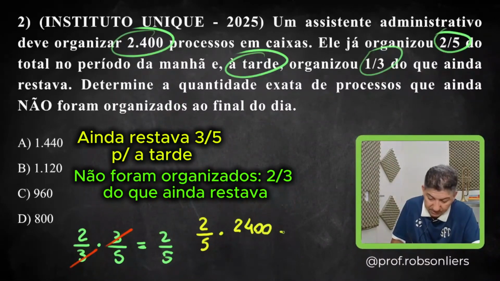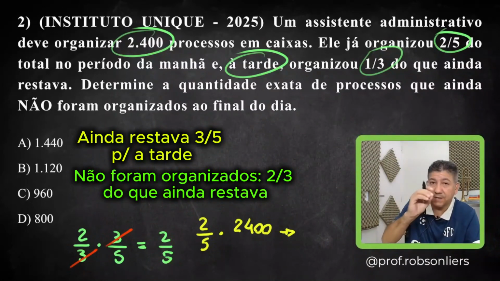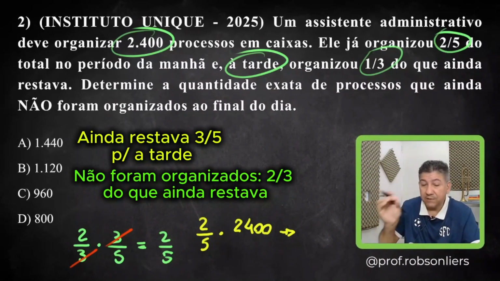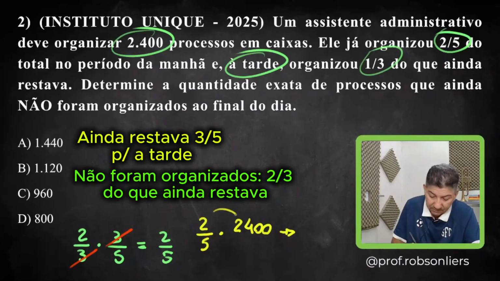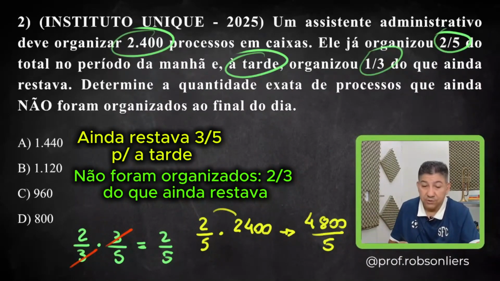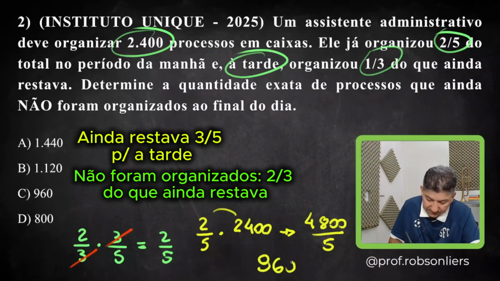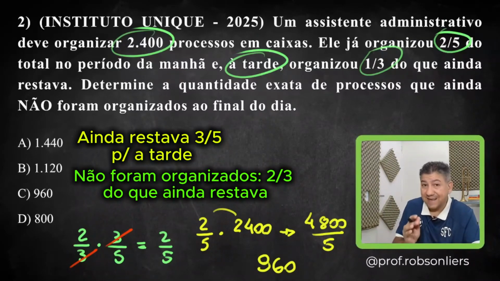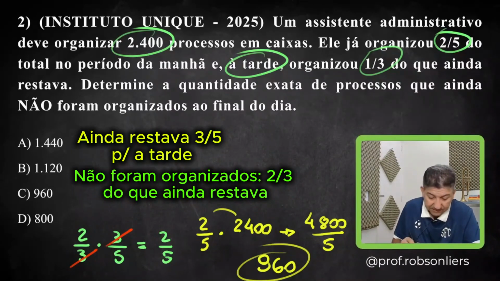2,400, well, multiplication of fractions by a whole number. We multiply the top part, which is the numerator, by the whole number and repeat the denominator. So, look, 2 times 2,400 is 4,800. We repeat the denominator, which is 5. 4,800 divided by 5 is equal to 960. In other words, the exact number of files that were not organized at the end of the day is 960.